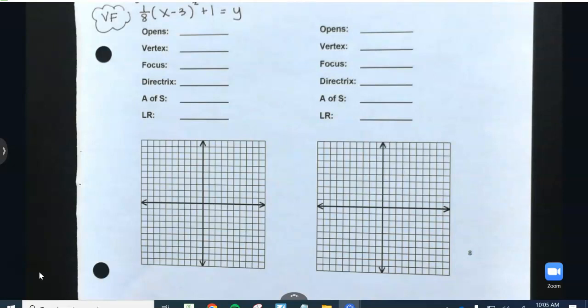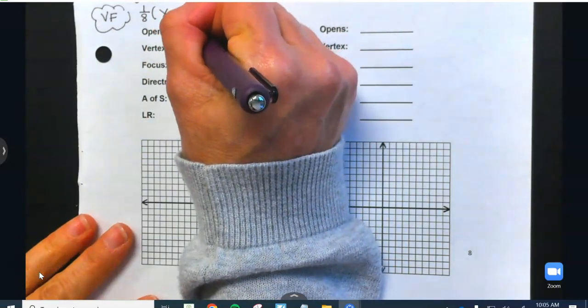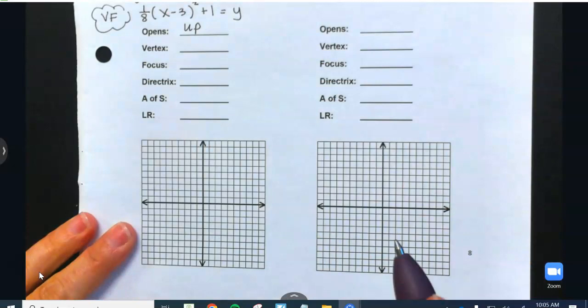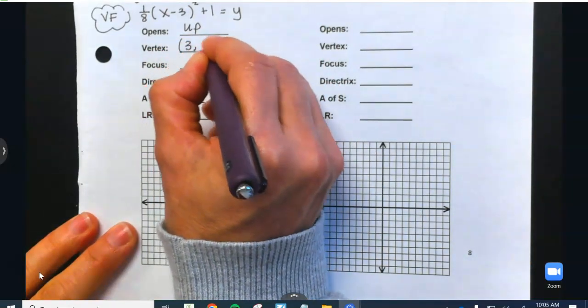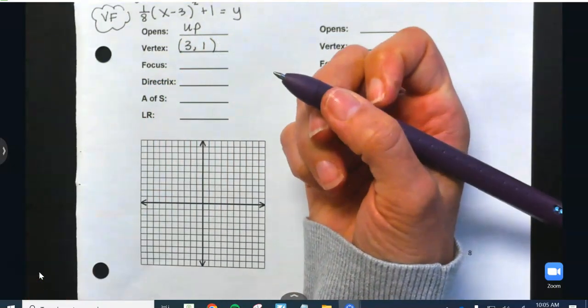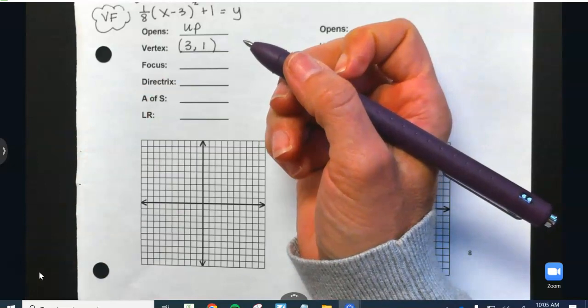All right, so let's start plugging in what we know. Does it open up, down, left, or right? It opens up. Good job. What's the vertex? 3, 1. Good. I'm going to show you guys how I graph this stuff. It's always routine. It goes by pretty quick. From here, I don't fill out the rest. I go straight to the graph.